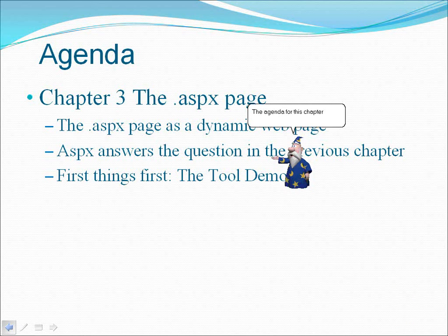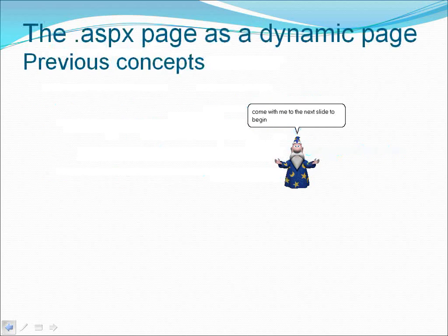The agenda for this chapter is as follows. First we will talk about ASPX pages using what we learned in the previous chapters. Then I will explain how ASP.NET answers the concerns about working with web servers that we talked about in the previous chapter. Finally we will learn about Visual Web Developer, the tool we will use to create ASP.NET web applications, and walk through a demonstration. You can download Visual Web Developer Express from http://www.asp.net. Come with me to the next slide to begin.